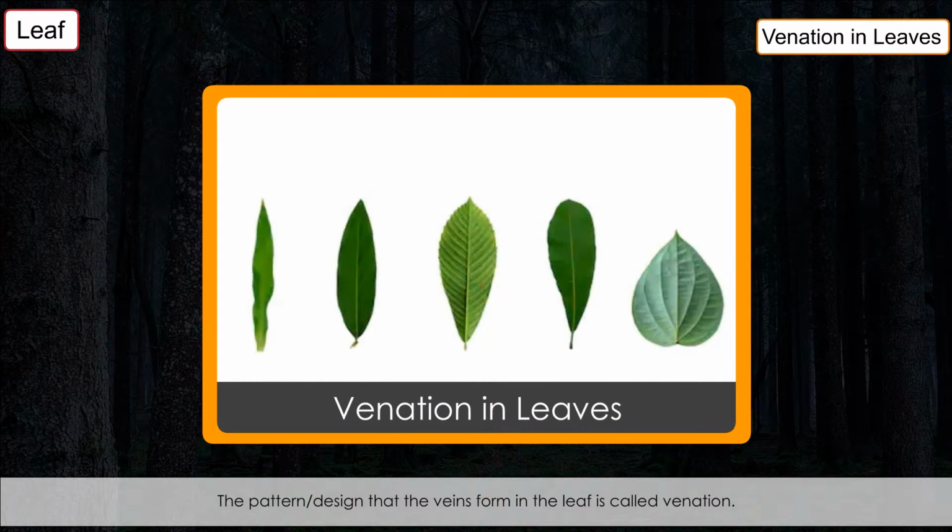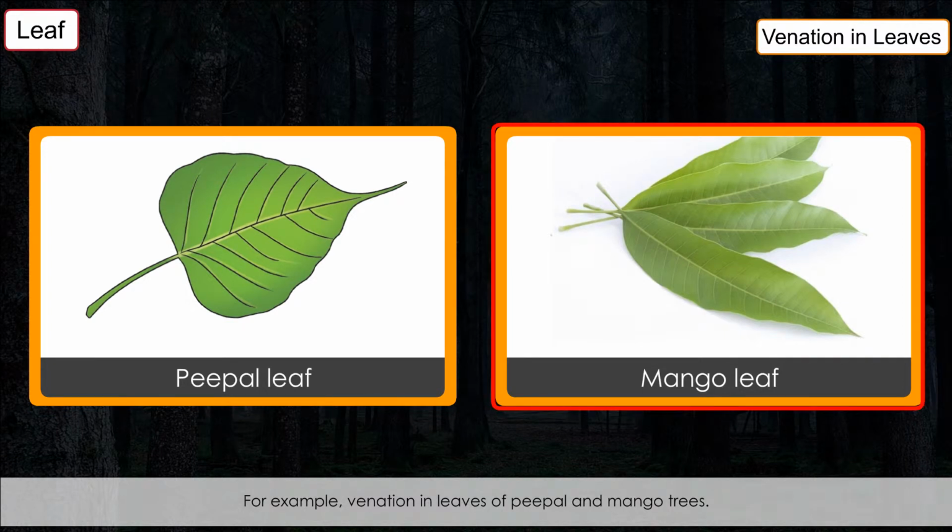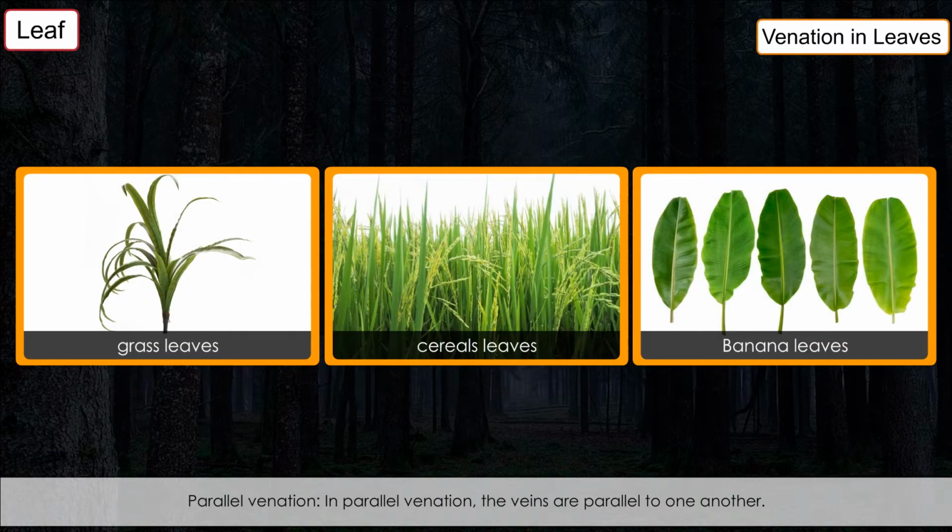Venation in leaves. The pattern or design that the veins form in the leaf is called venation. There are two kinds of venations found in leaves. Reticulate venation. In this type, the veins form a net-like design on both sides of the midrib. Plants with taproot system mostly show reticulate venation. For example, venation in leaves of peepal and mango trees.